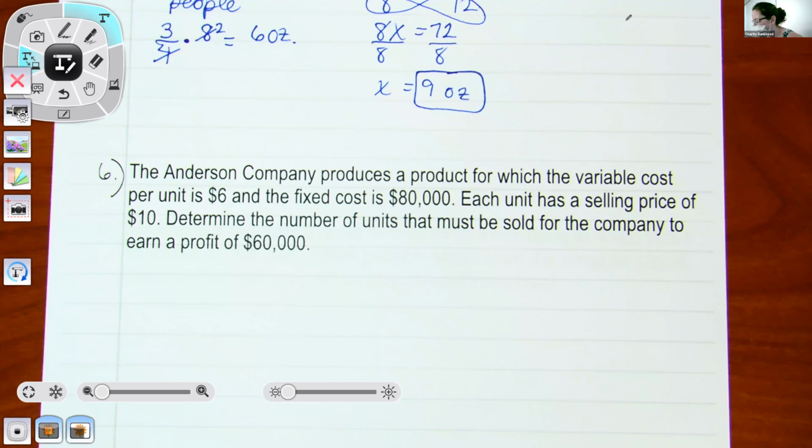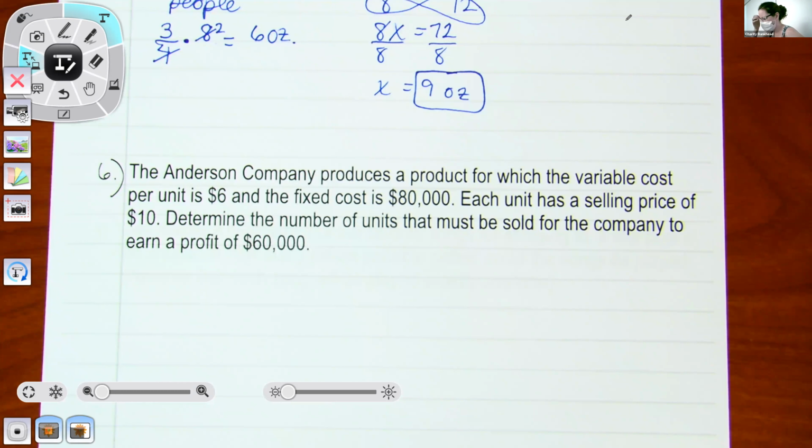Okay, so you have the variable cost and the fixed cost. So the fixed cost would be the cost for just keeping the factory open, paying the light bill, paying the CEO, advertising, those kind of things. And then the variable cost is like the cost for each individual unit. So that would be like the cost of the actual materials to make the product, and maybe the actual labor to make the product.